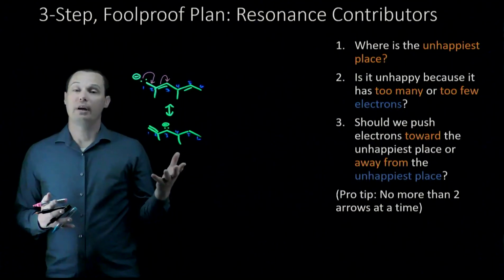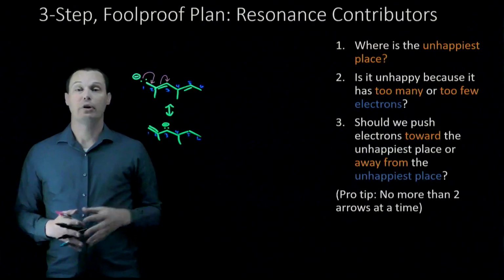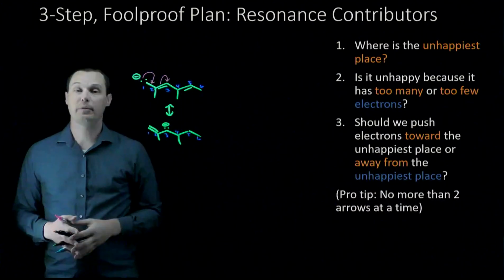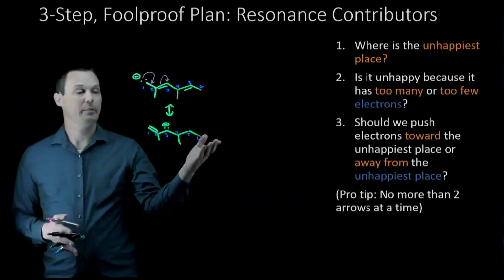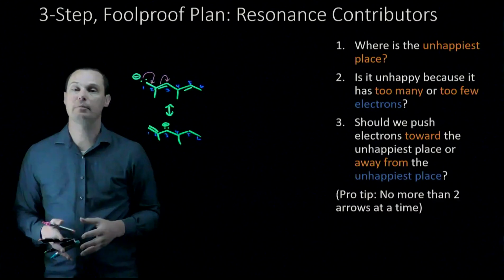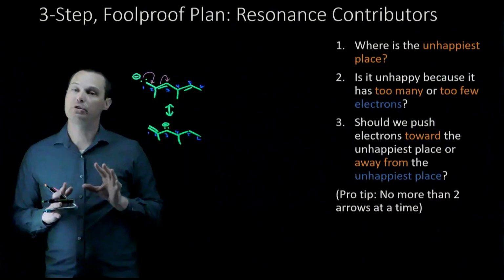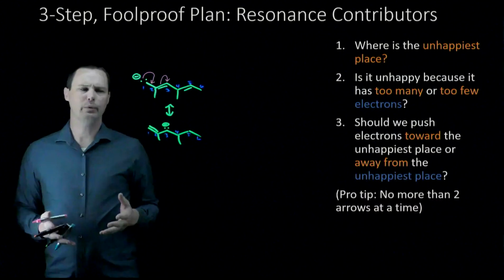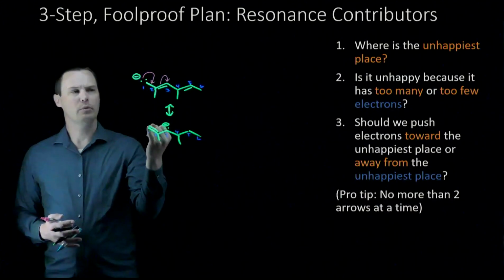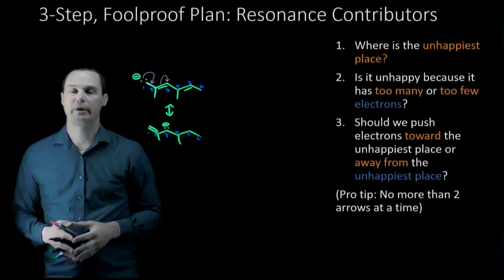Now, the other question that I always get is, how do I know if I'm done drawing resonance contributors? Well, you go through the same 3-step foolproof plan again. Where's the unhappiest place now? Now it's carbon 3, because carbon 3 has a negative charge. Carbon 3 is unhappy because it has too many electrons. So we need to push electrons away from carbon 3. Like to where? I could push them back towards carbon 1. That's just going to give me the same resonance contributor I had before.